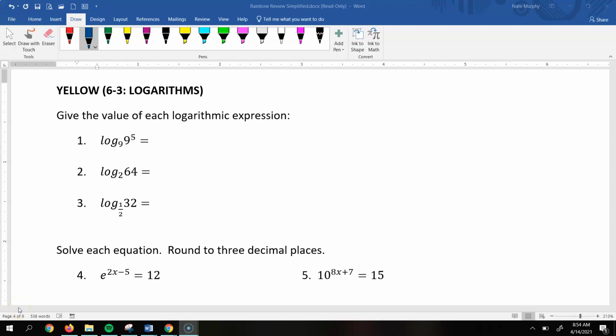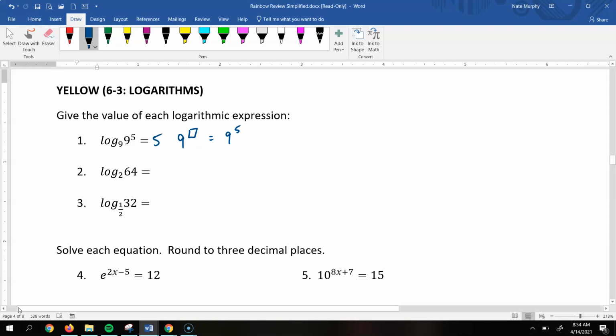All right, in this video, let's look at the yellow section. So number 1 here, 1 through 3, we're just evaluating these expressions. And so for the first one, remember, we're trying to figure out what exponent we'd apply to 9 to get 9 to the 5th power. Well, it would just simply be 5.